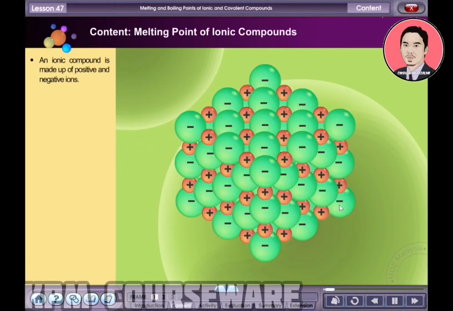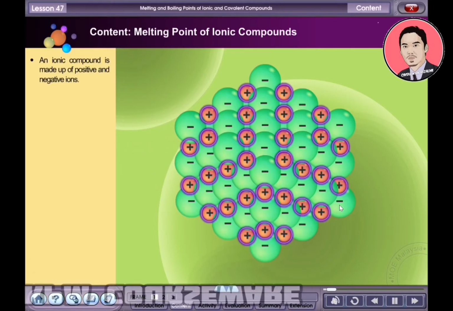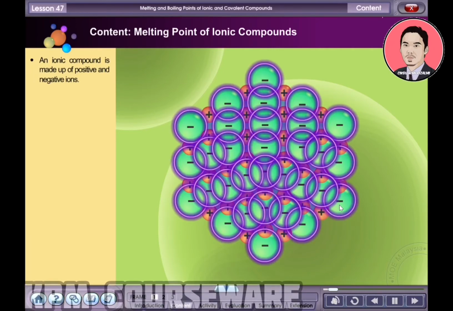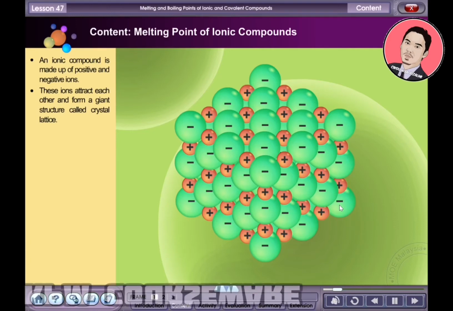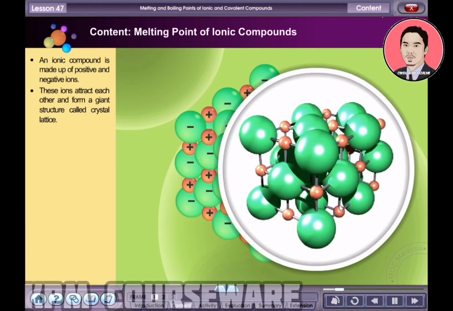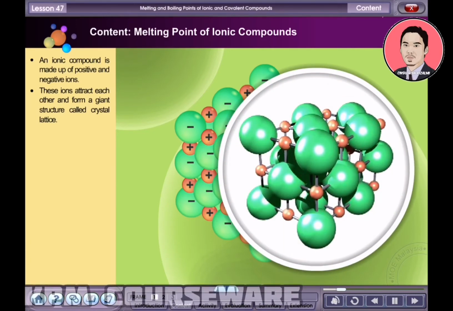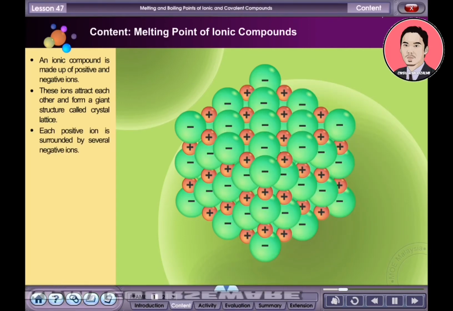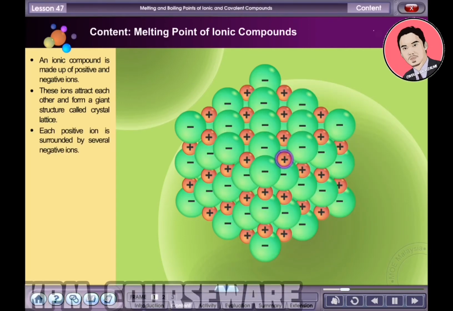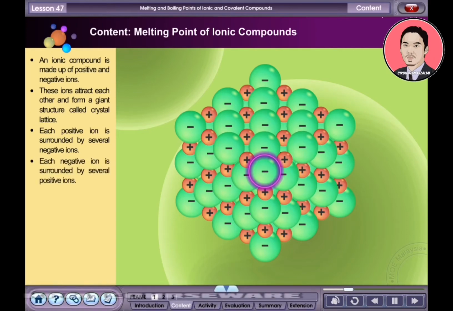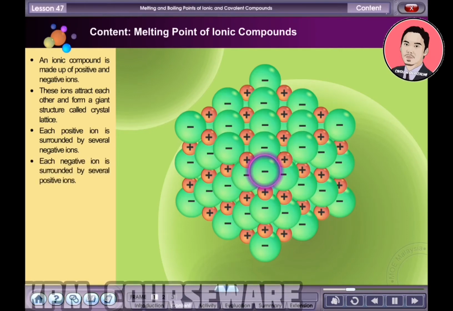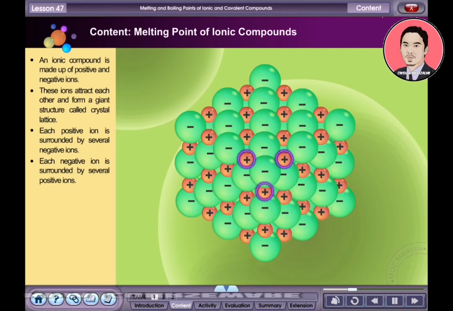An ionic compound is made up of positive and negative ions. These positive and negative ions attract each other and group together in a giant structure called a crystal lattice. In the crystal lattice, each positive ion is surrounded by several negative ions. In turn, each negative ion is surrounded by several positive ions.